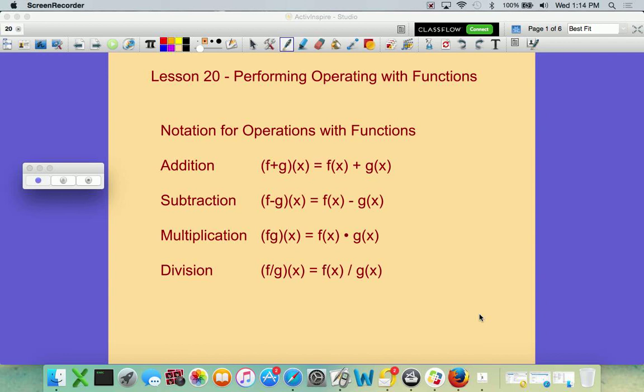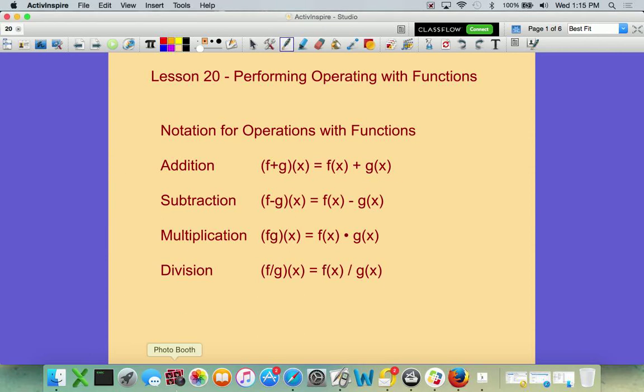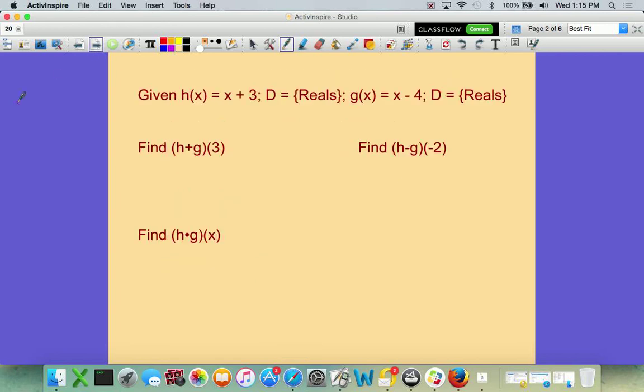Lesson 20 is about performing operations with functions. Now, the big thing to notice with this is the notation that is being put up here on the board right now, and what that means is it's just different ways to write it. So if you see f plus g of x, and they ask you to solve for that, well, that just means we've got f of x plus g of x. And that's all that means, it's nothing to be scared of. F minus g means f of x minus g of x. Multiply, divide, same concept. Alright, so let's try a few of these.